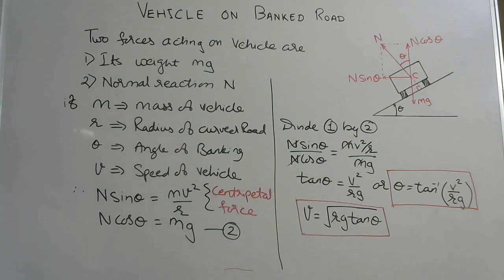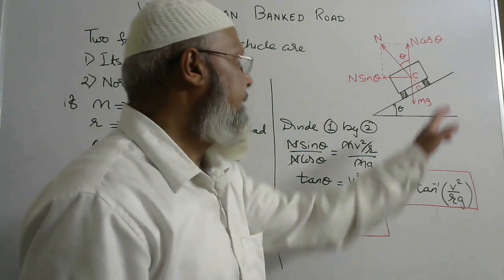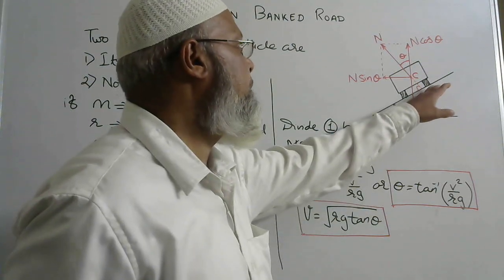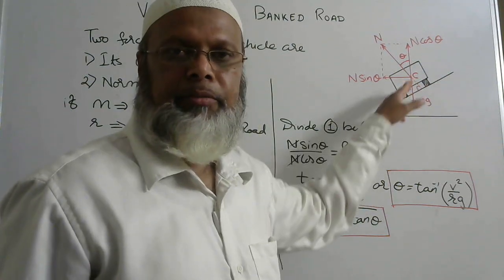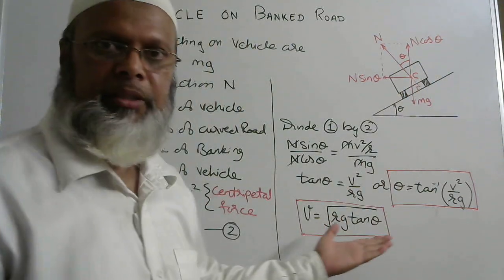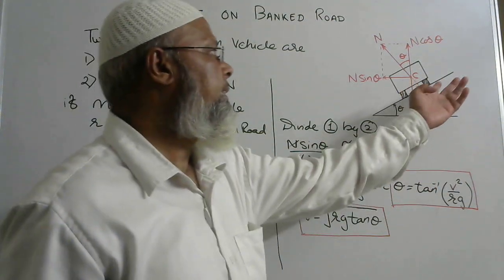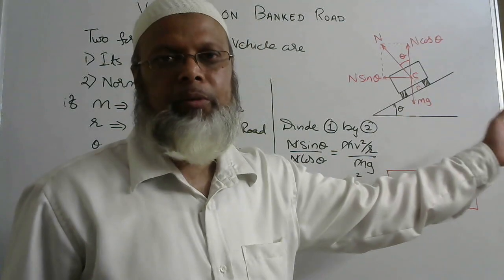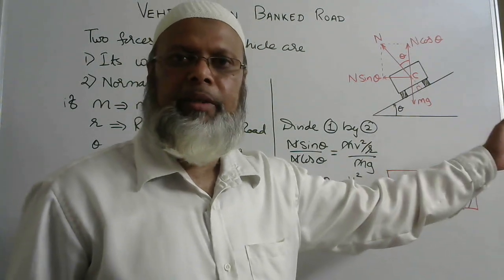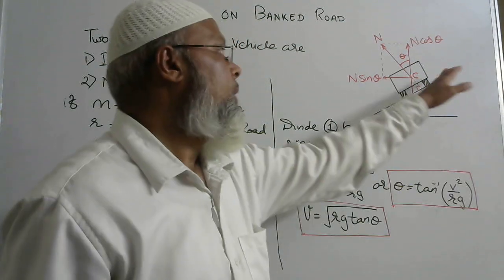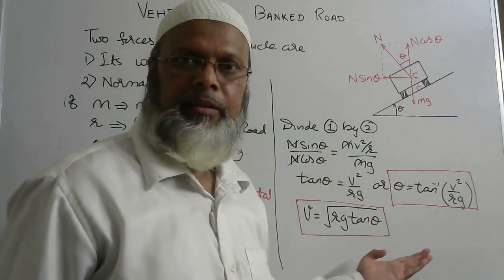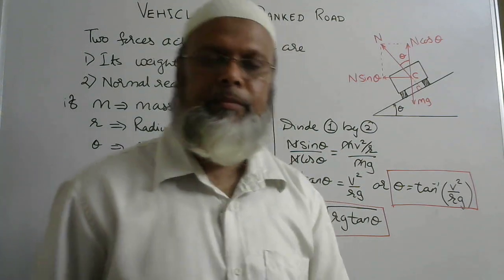Okay, now in the next video we'll see. Here we haven't considered the friction between the tire and the surface of the road, and we have derived this expression. In the next video, we'll consider the friction also. What if friction is there? Friction is always there. Friction cannot be removed from the surface of the road. So if we consider the friction, what will be these expressions? This we'll see in the next video.